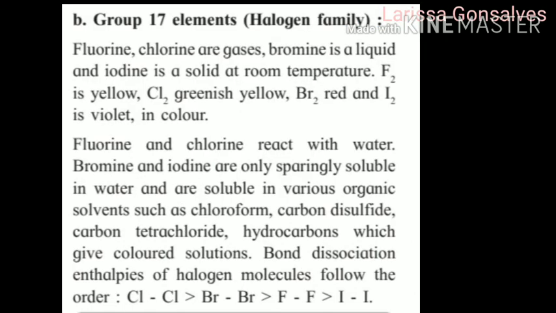Now we move on to group 17 elements, which is also called the halogen family. Fluorine and chlorine are gases, while bromine is a liquid and iodine is a solid at room temperature. Fluorine is yellow in color, chlorine is greenish yellow, bromine is red and iodine is violet in color.